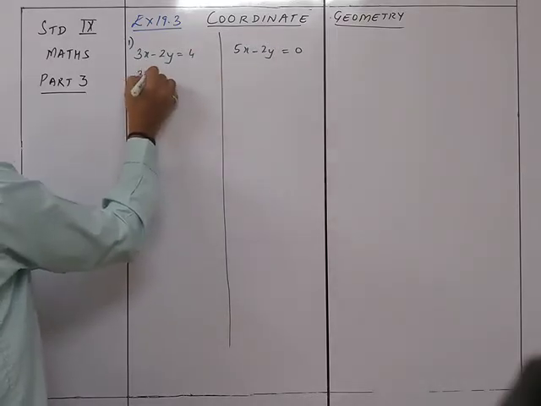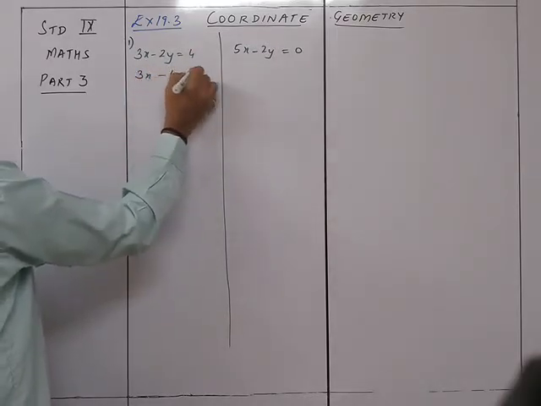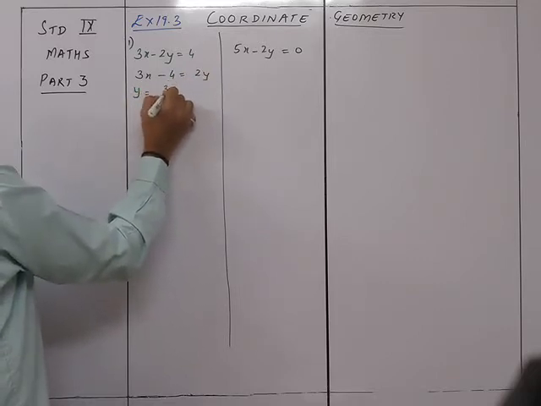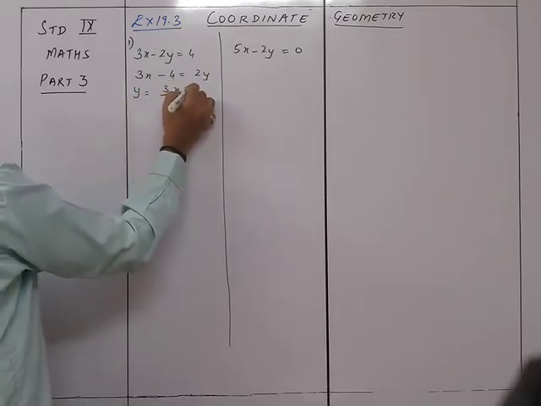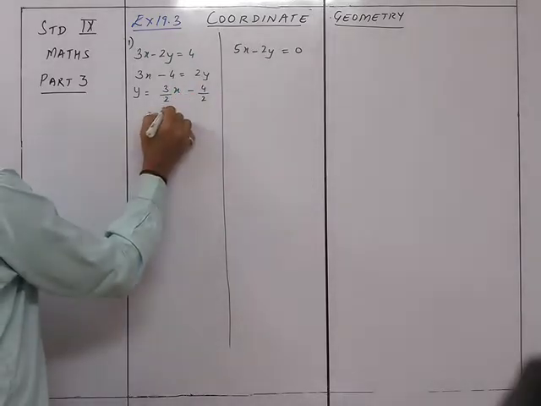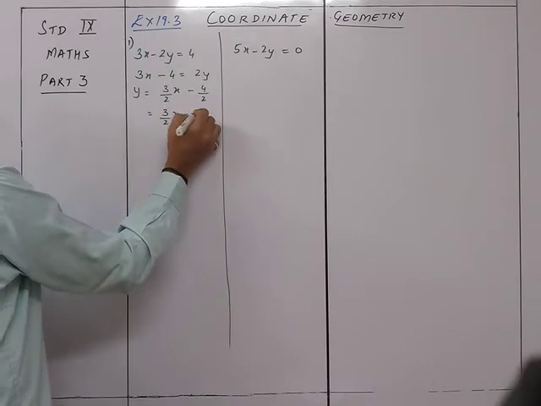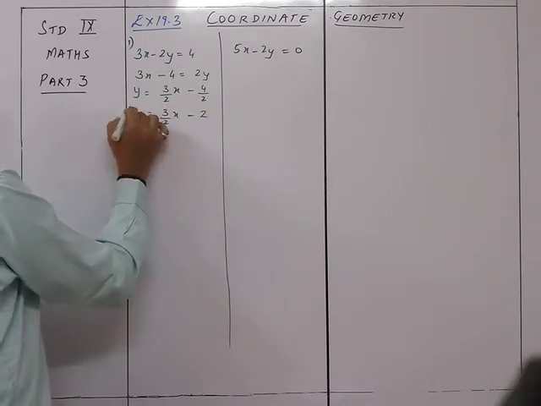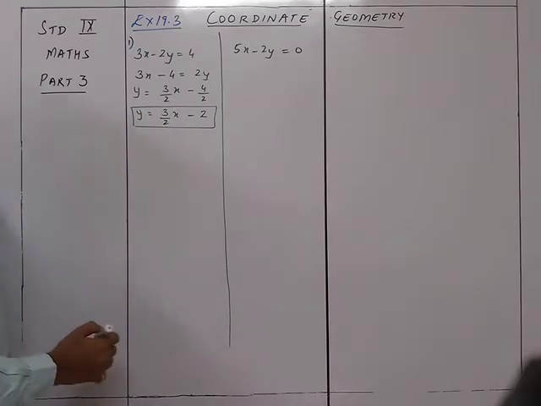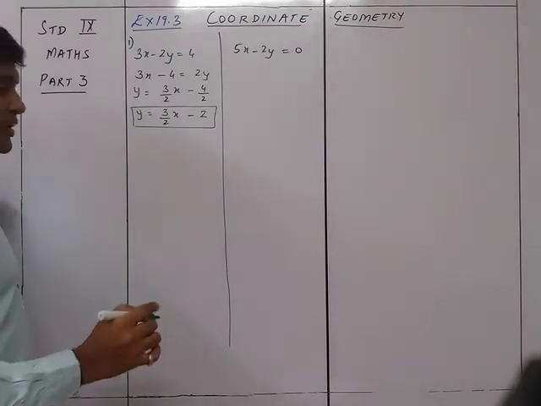So 3x minus 4 is equal to 2y, or you can say y is equal to 3 upon 2 x minus 4 upon 2. So that will be equal to 3 upon 2 x minus 2. So y is equal to 3 upon 2 x minus 2, this is our first equation. Let us do everything for this.